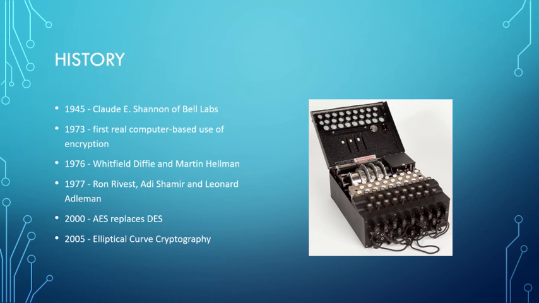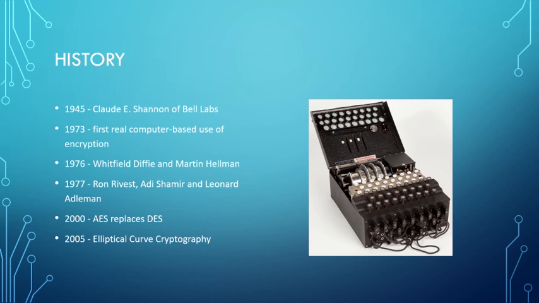Now let's talk a little bit about history. As mentioned in the overview, the art of encryption has been around for centuries. However, in 1945, Claude Shannon of Bell Labs published an article called A Mathematical Theory of Cryptography, which is said to be the beginning of modern cryptography. Fast forward a few years to 1973 and we find the first real computer-based use of encryption. With the help of IBM, DES, the Data Encryption Standard, was adopted by the United States as the encryption standard until it was cracked in 1977.